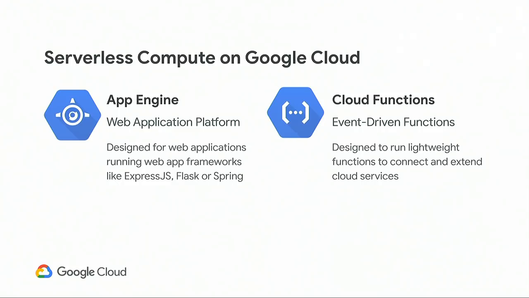As far as compute goes on Cloud Platform, there are two products that create our compute suite today, App Engine and Cloud Functions. Many of you will probably already know these products. App Engine is our platform for building web applications, and Cloud Functions is our event-driven functions as a service offering.